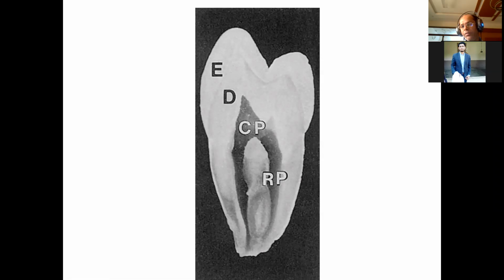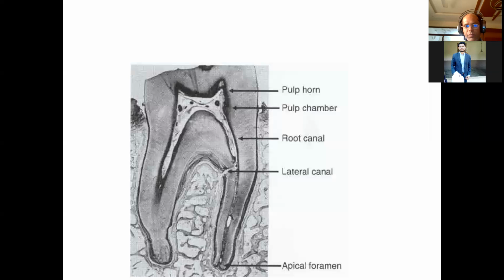And then if you go out of the apex through the periapical area, the first thing we'll find is the periodontal ligament, and then there is the alveolar bone. Here the anatomy of your pulp canal is a little bit clear, and the coronal pulp we call the pulp chamber.